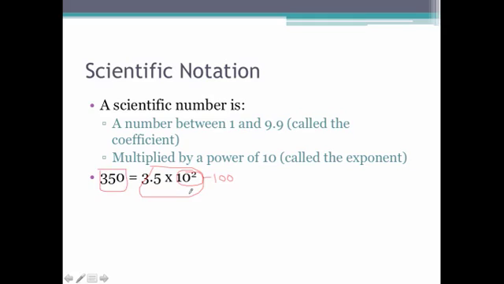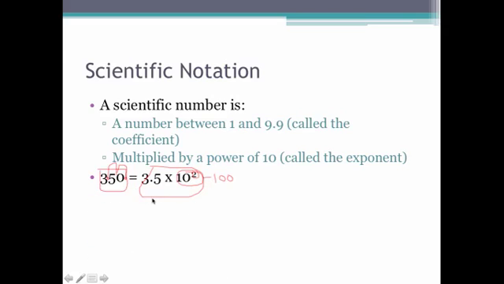Now that's a little cumbersome. There's a quicker way to do this. It's very easy. What you do is you look at the number that you're going to convert and you work out where the decimal place is. In this case the decimal place is there, of course. And then you just count the number of decimal places that you have to move in order to get a coefficient between 1 and 9.9. So here we go, 1, 2, there we go. Now it's 3.5. So I had to move the decimal place twice, so therefore the exponent is 2, and now I can write it as 3.5 by 10 to the 2.